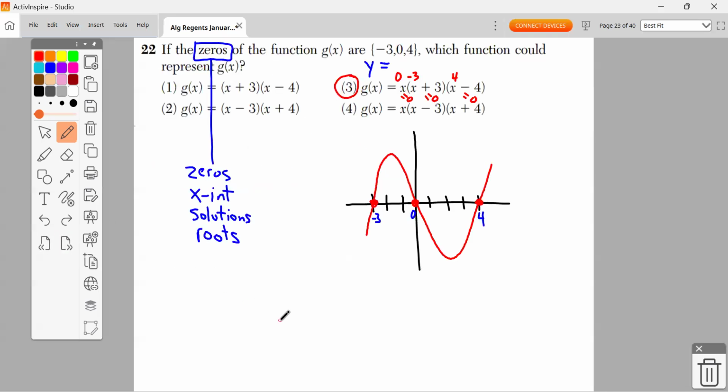If the zeros, x-intercepts, roots, solutions, all 4 of those words mean the same thing, are -3, 0, and 4, which function could represent that? Well, the easiest way to do it is to go into your y equals, type in that equation. When you type in that equation, you see this graph. Here's your x-intercepts, -3, 0, and 4. So that matches it. So that is the correct answer. We could also do it by setting each term equal to 0 and solving. X equals 0, x plus 3 equals 0, x minus 4 equals 0. When you solve those equations, you get, again, 0, -3, and 4.